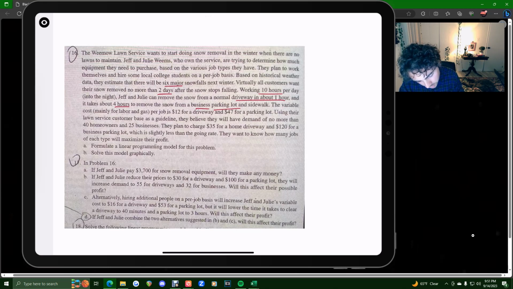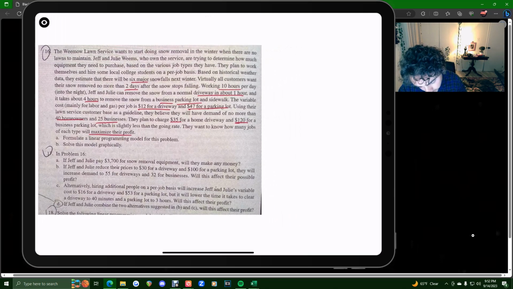The variable cost per job is $12 per driveway and $47 per parking lot. They will have a demand of no more than 40 homeowners, so no more than 40 driveways, and no more than 25 businesses or 25 parking lots. They plan to charge $35 for a driveway and $120 for a parking lot. They want to know how many jobs of each type will maximize their profit. So formulate a programming model.